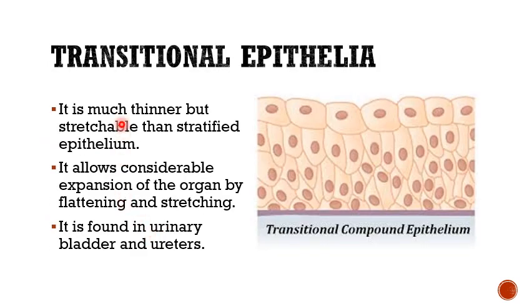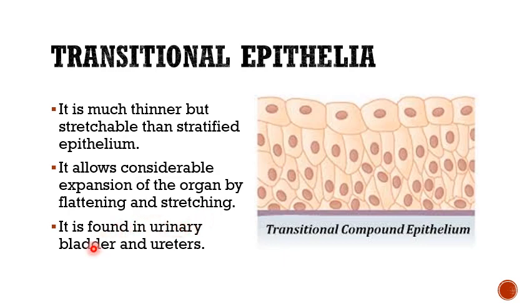Next is your transitional epithelium. It is much thinner but stretchable. This is very important. It allows the considerable expansion of the organ by flattening and stretching. It is found in the urinary bladder.